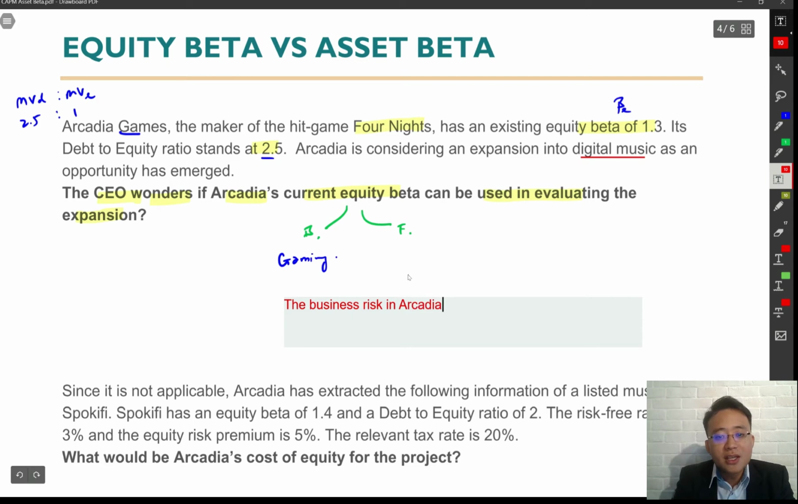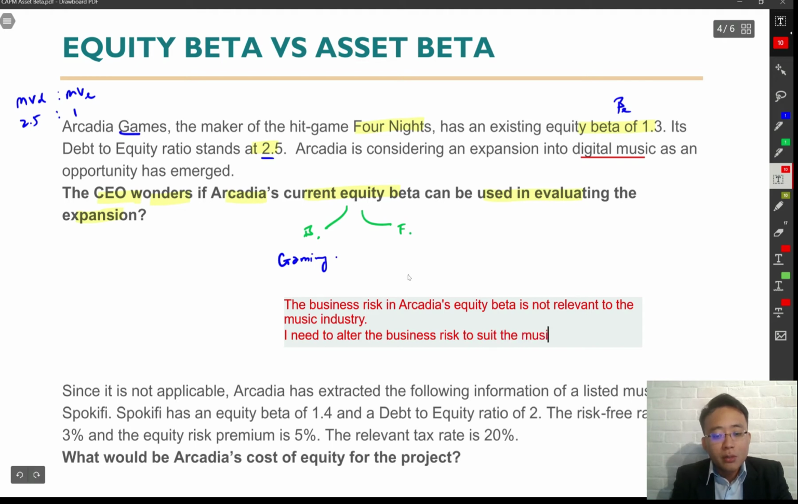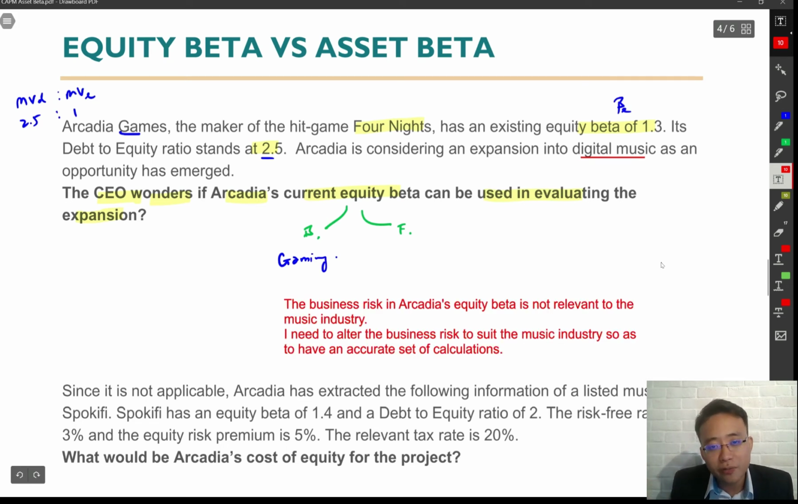So, the business risk in Arcadia's equity beta is not relevant to the music industry. I need to alter the business risk to suit the music industry so as to have an accurate set of calculations. And it makes sense, people. If you want to find the cost of equity, if you want to find the beta, then the beta itself should be covering the relevant business risk of the music industry.